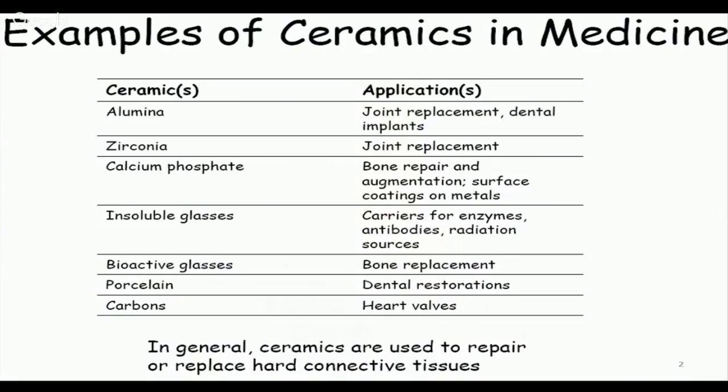So good afternoon. Again we are continuing with the same topic. Let us see the examples of different ceramics which are used for medicine. One is alumina, which is used for joint replacement and dental implants; zirconia, which is also used for joint replacement and dental implants; calcium phosphate, which is used for bone repairing, augmentation, and surface coating on metal. It's like bioactivation.